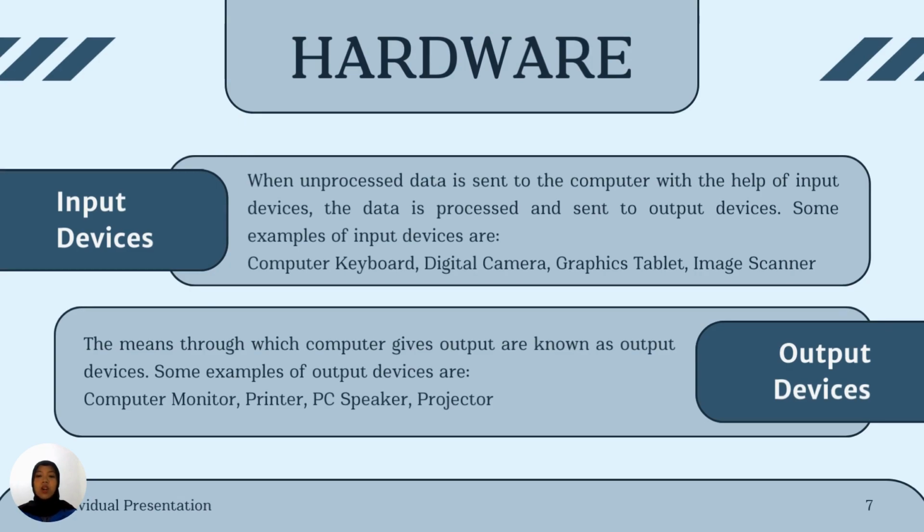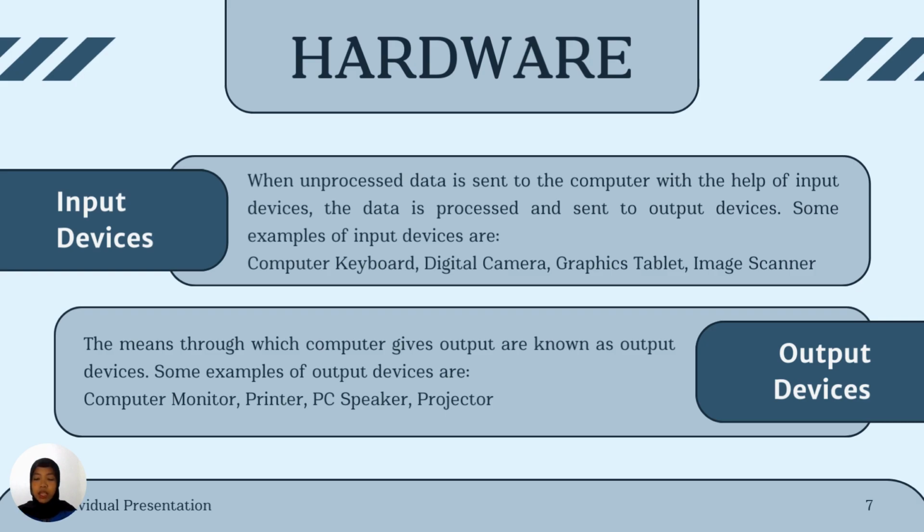Input devices. When unprocessed data is sent to the computer with the help of input devices, the data is processed and sent to output devices. The input devices may be hand operated or automated. The act of processing is mainly regulated by the CPU. Some examples of input devices are computer keyboard, digital camera, graphic tablet, and image scanner.